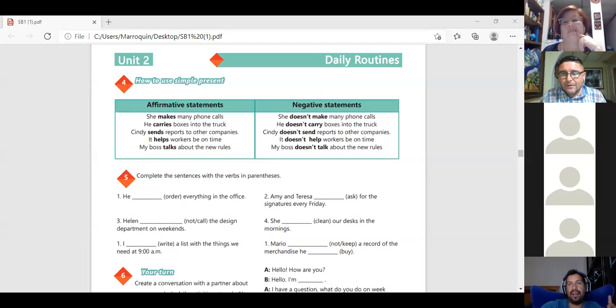Okay. Y have is, have, no has. If it's negative, you say El Salvador doesn't have much territory. And if it's positive, El Salvador has.